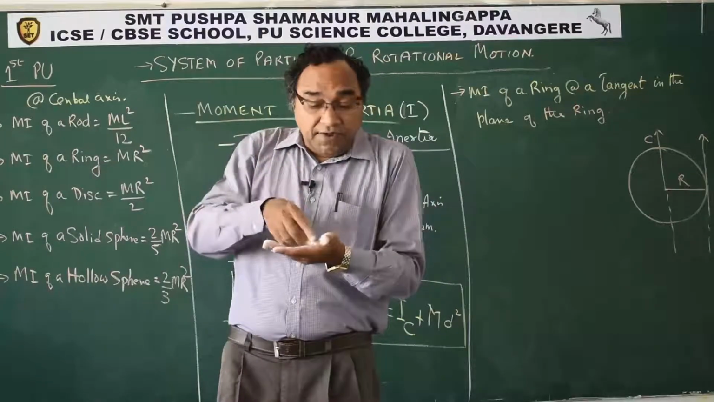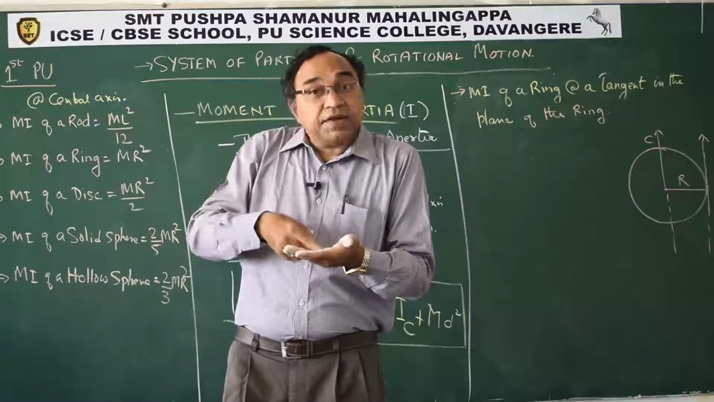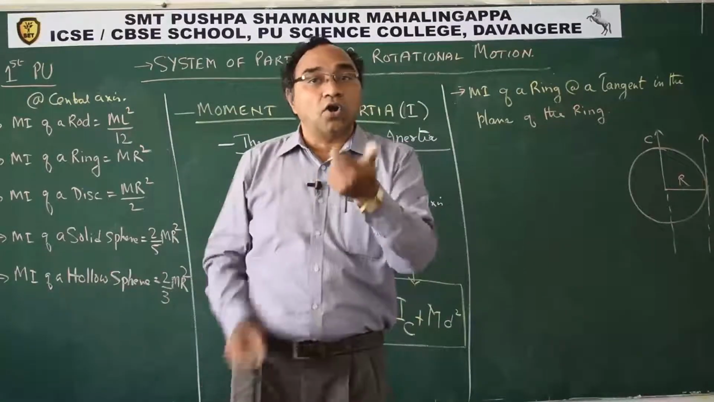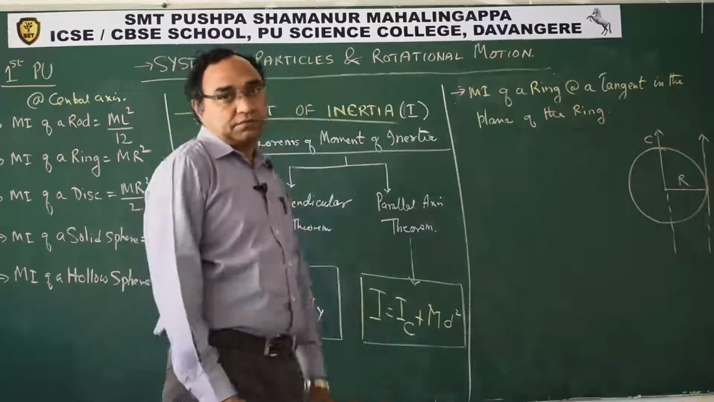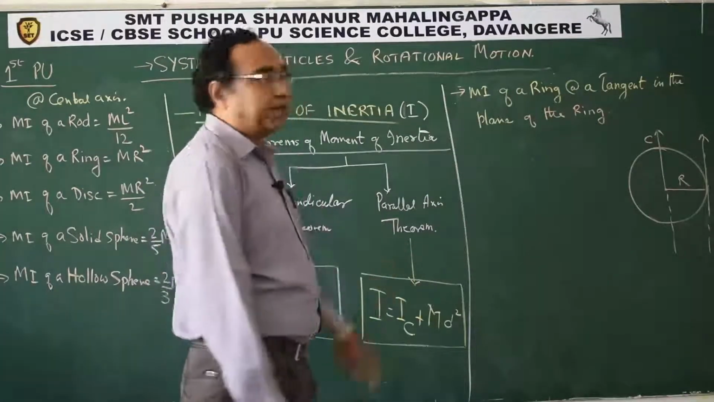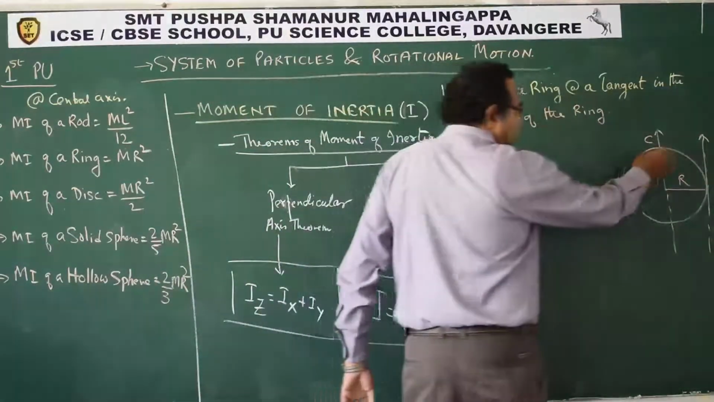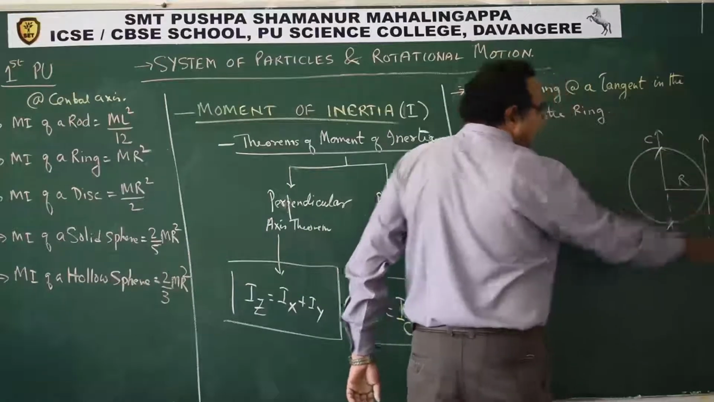First we have to find it about a diameter. That diameter is parallel to the tangent, not directly the central axis. So first we have to find the moment of inertia about the diameter. This is a diameter, right? Then we will apply the parallel axis theorem.